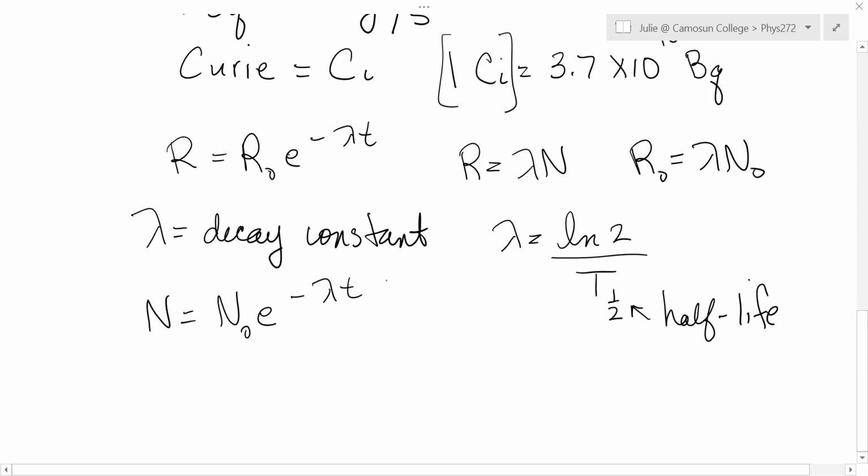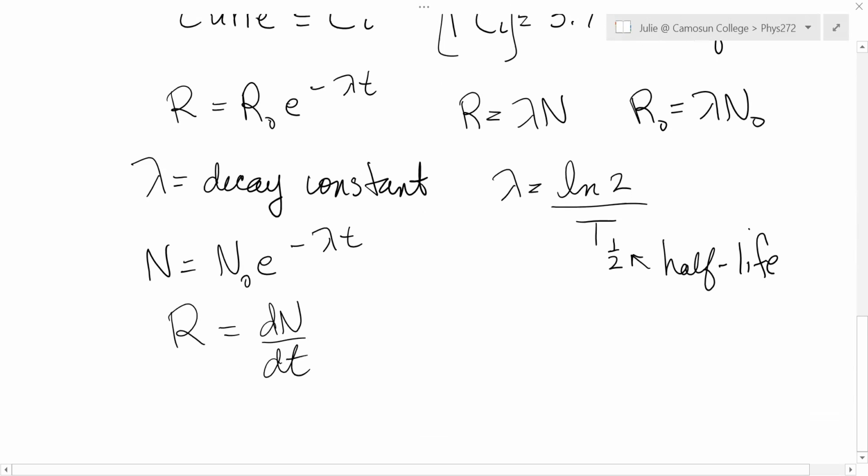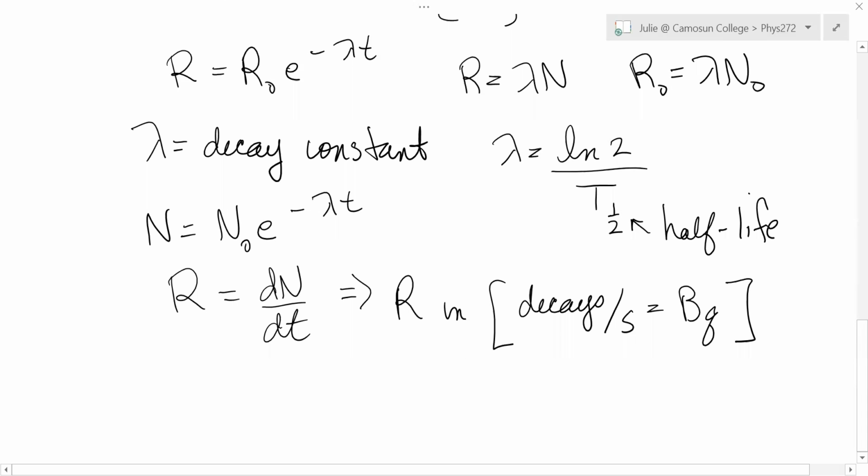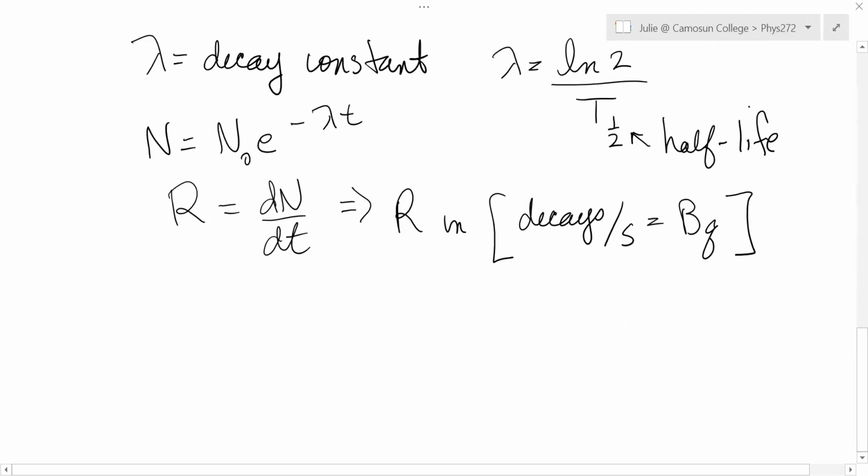So also the activity is the time rate of change of the nuclei, decays per second, right? So R is in decays per second, or becquerels, decays per second. But usually they'll give it to you in curies, in which case you have to convert to decays per second before you use it.